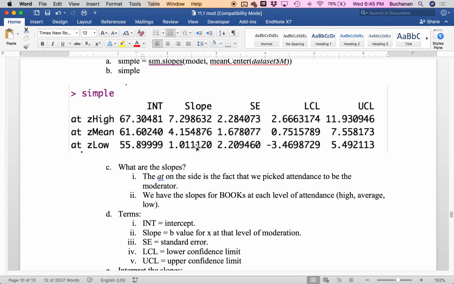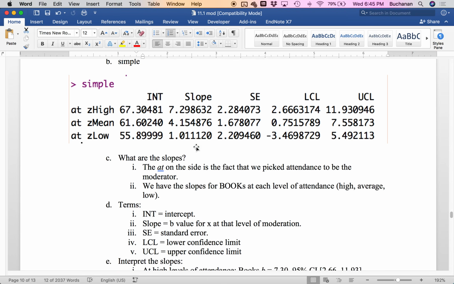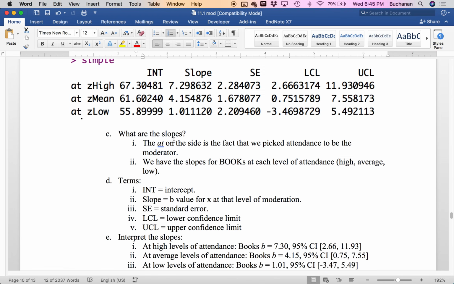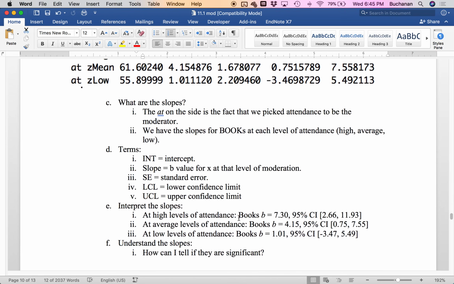So if I am going to class an average amount of times, every book I read increases my score 4 points, right? So the INT here is the intercept, slope is B, SE is for standard error, LCL is for the lower confidence limit, UCL is for the upper confidence limit. This is essentially the confidence interval of B. Okay. And so we're going to interpret those slopes here.